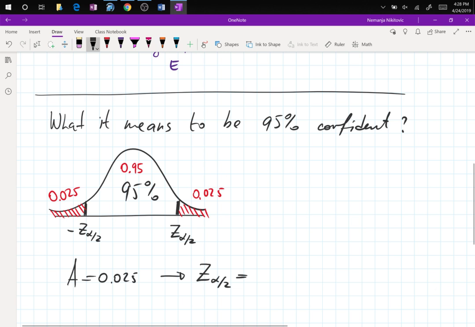Z-score chart. You see that only the left-hand side is shaded, and you need 0.025. What was my area? It's only 2 decimal points, so it should be 0.02. Yeah, 0.02, so it's over here.